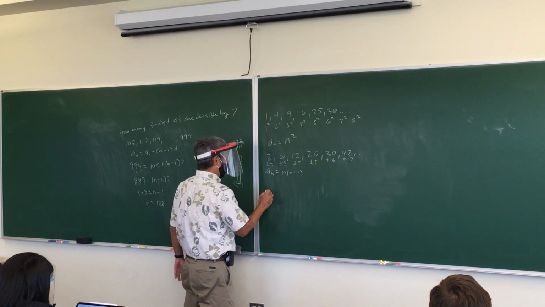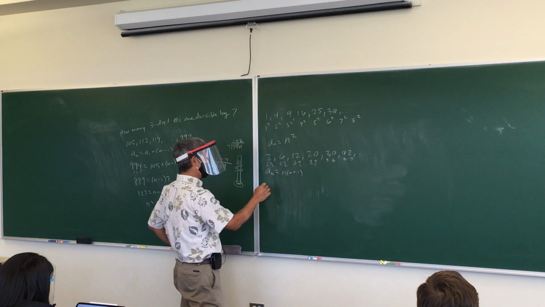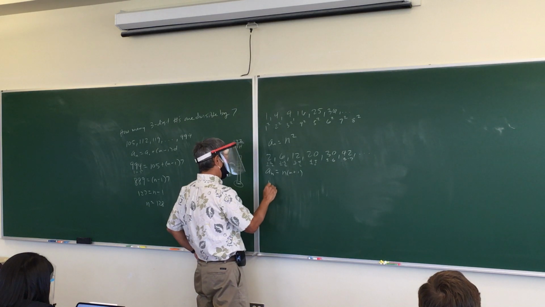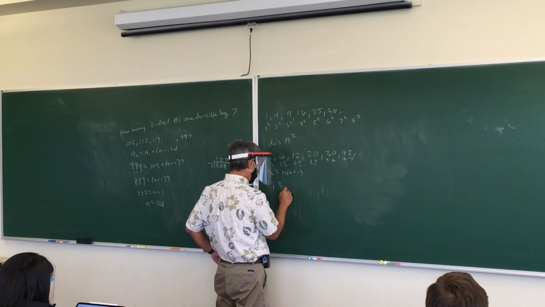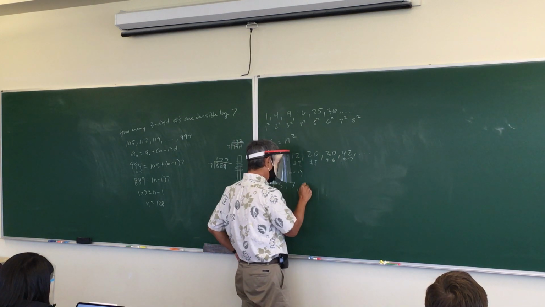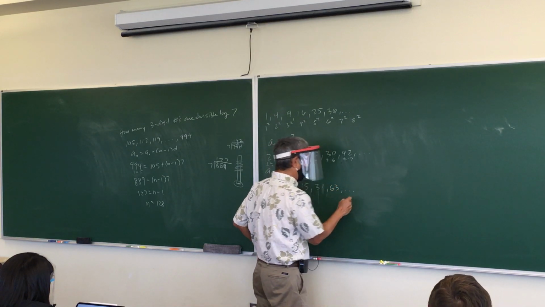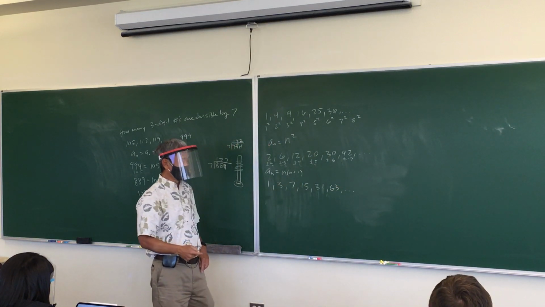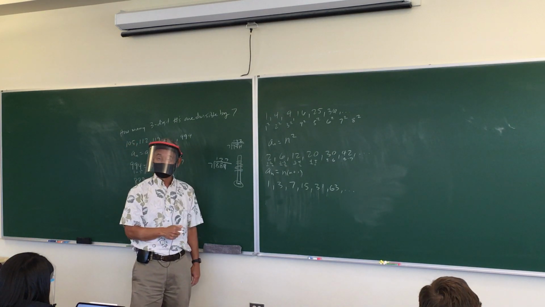Okay, here. These numbers come up, this is very important, these numbers. 1, 3, 7, 15, 31, 63. Now, if I ask you for the next number, I'm pretty sure you could give me the next number.